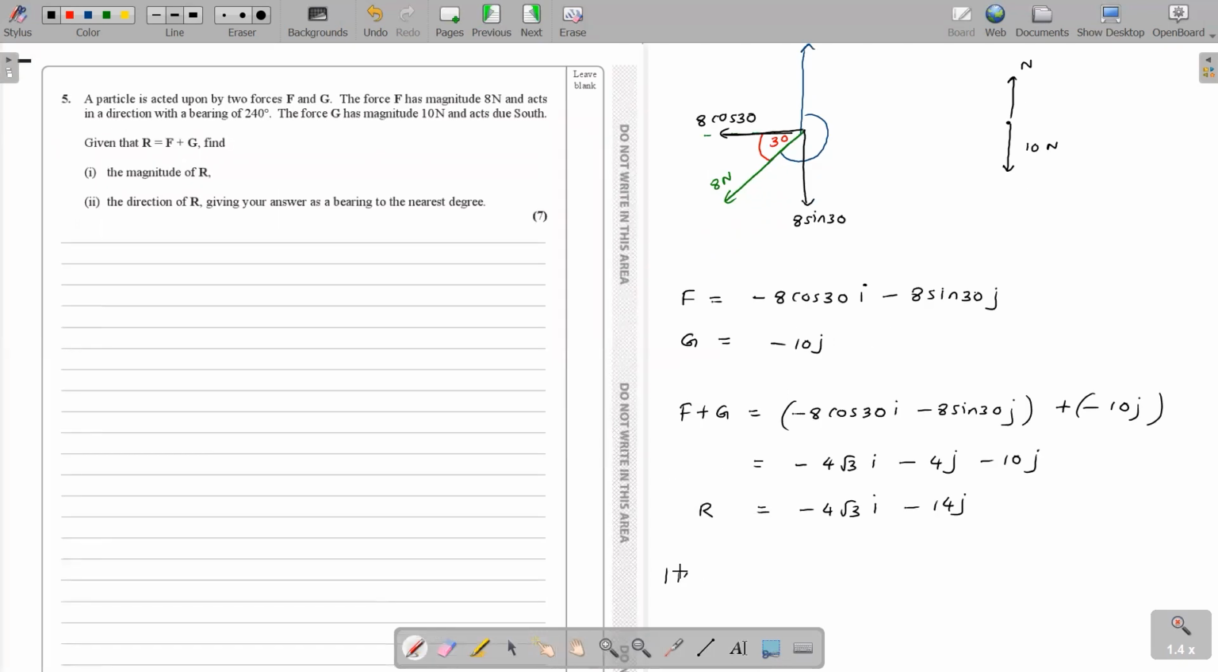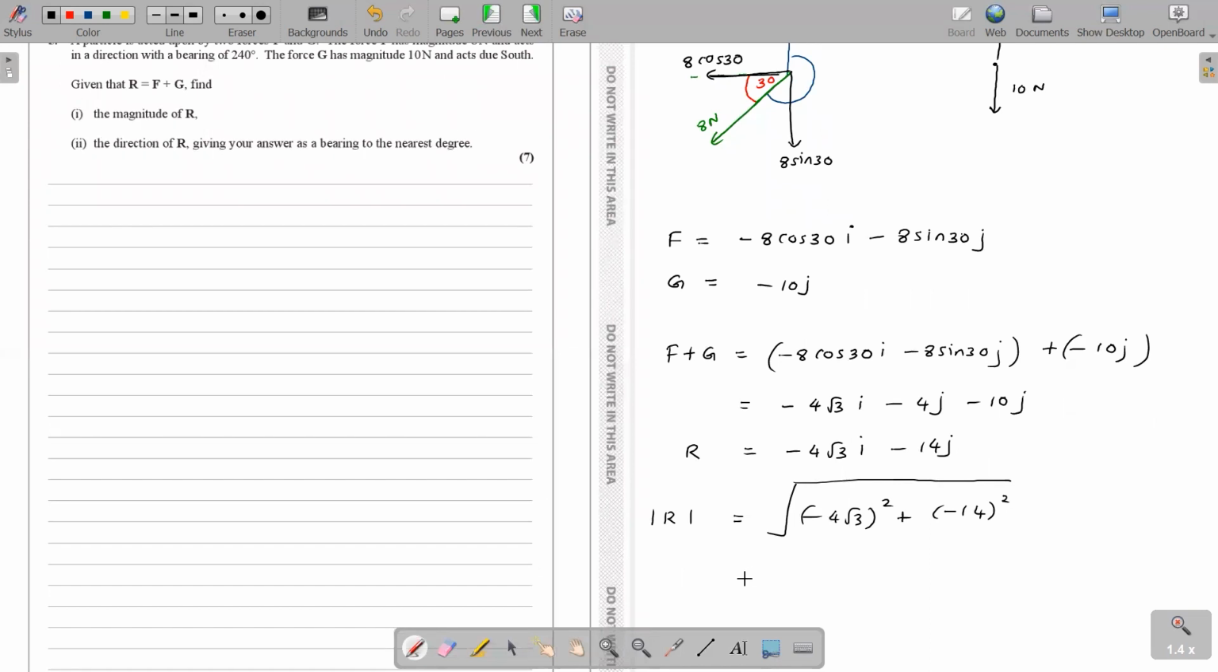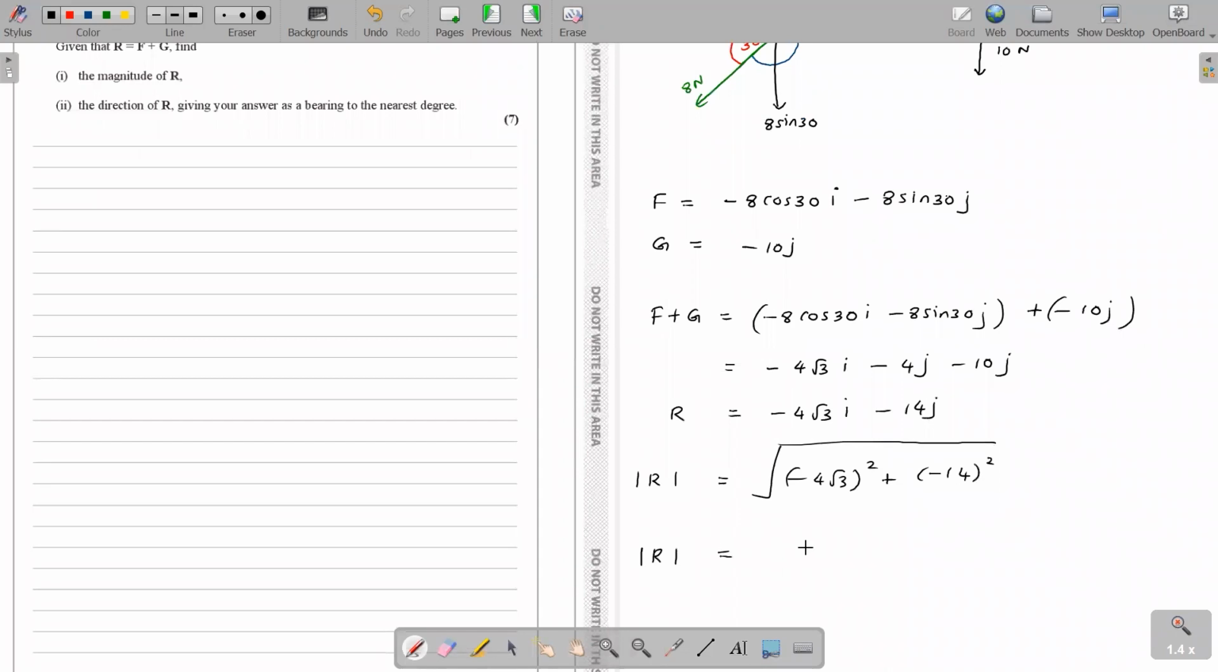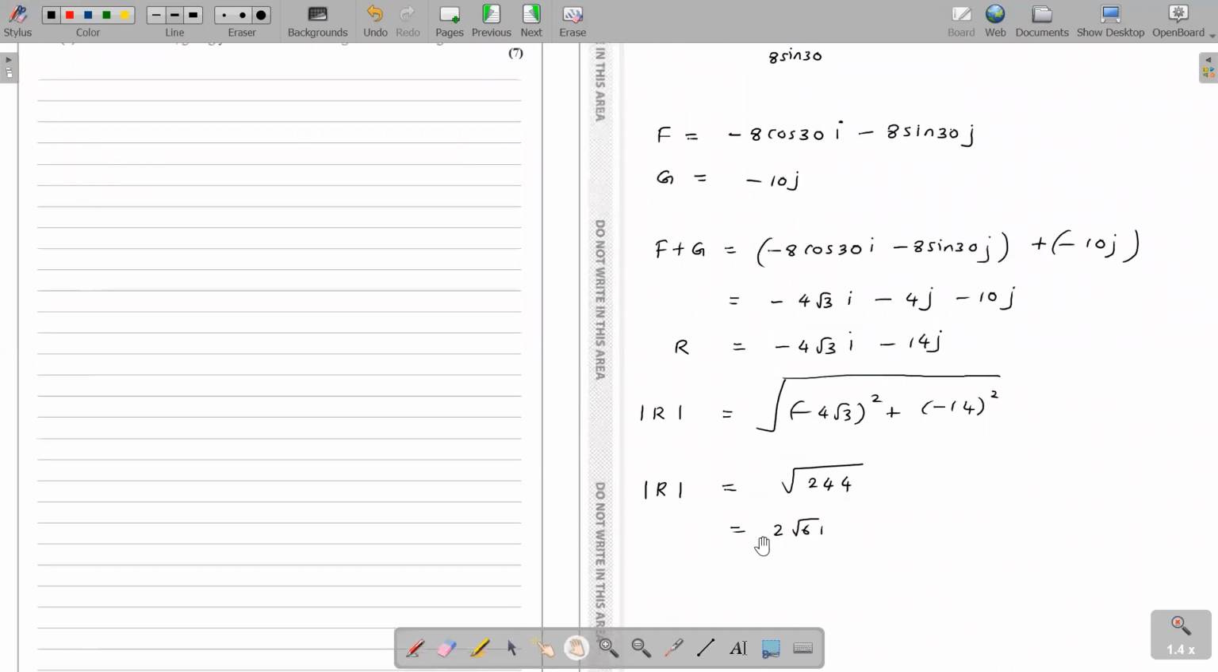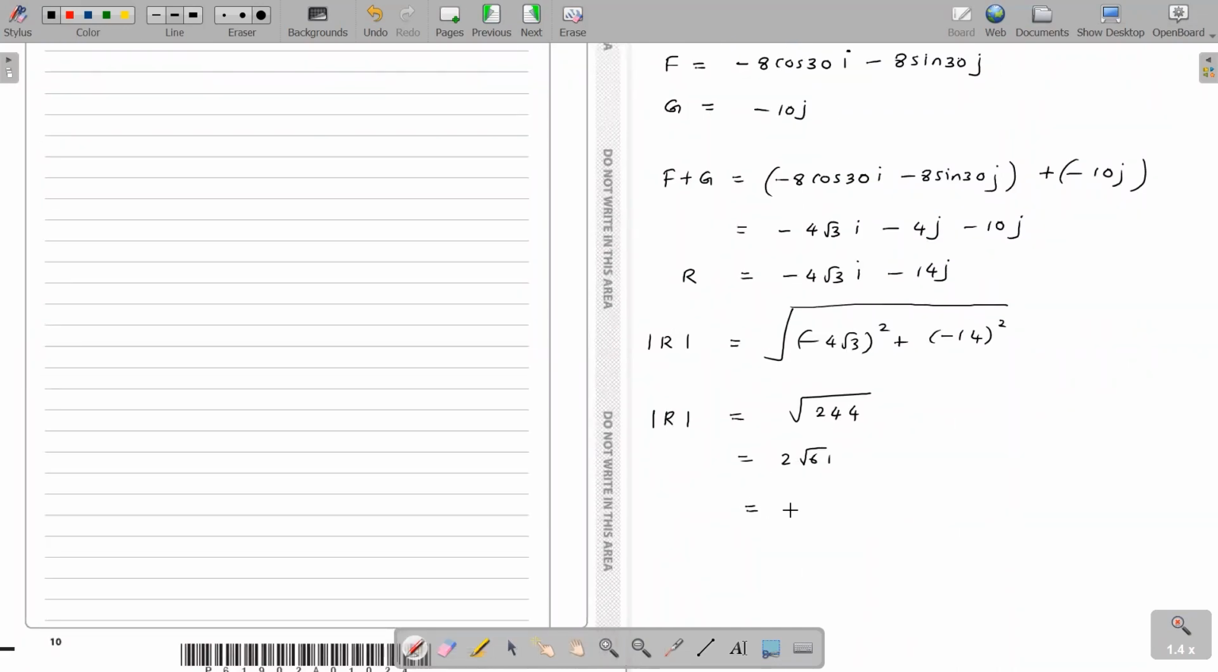And then how do I get the magnitude of r? Minus 4 root 3 squared, minus 14 squared, and then you take the root. How much is it? So I get here inside the root for the magnitude, root 244, which when you simplify, gives 2 root 61, right? And they want the magnitude of r. Yeah, so you could give it to 3SF. How much is 2 root 61? 15.6 newtons, correct, 3SF. This is the magnitude of r.